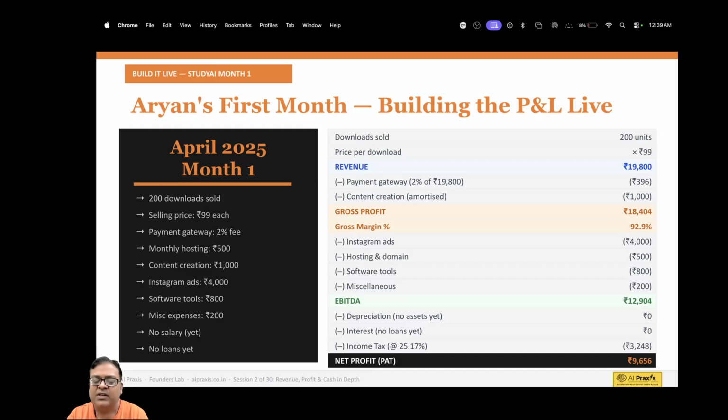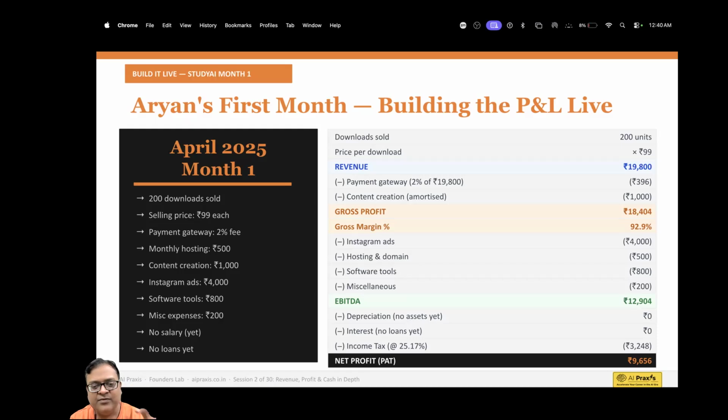Very high percentage, good. So from here, there's a learning that digital businesses really fly high, as long as they are giving value, right? They reach faster through Instagram ads, through hosting, several other things. But Instagram, hosting, software tools, miscellaneous, all these are additional expenses that he incurred. And if you subtract these 4,500, 800, 200, right, from 18,404, what you get is the EBITDA. That is 12,904. Much better number now, right? Because a lot have been subtracted.